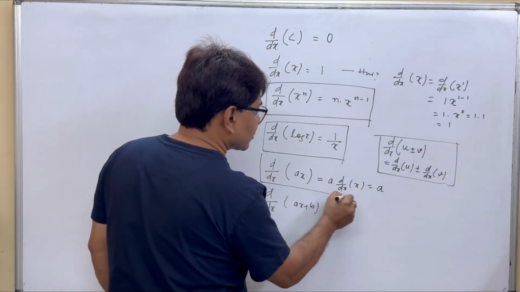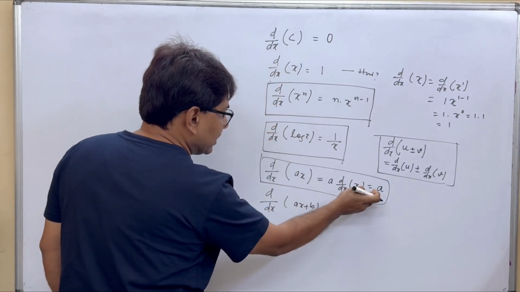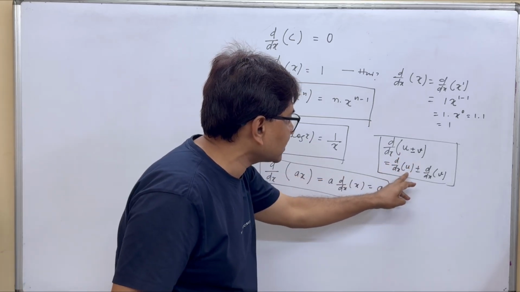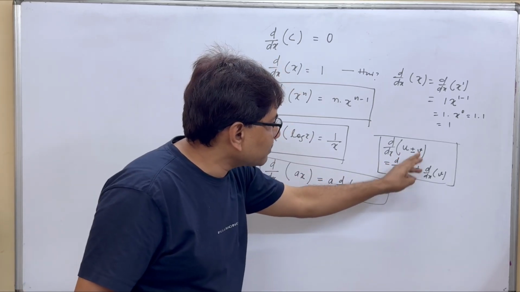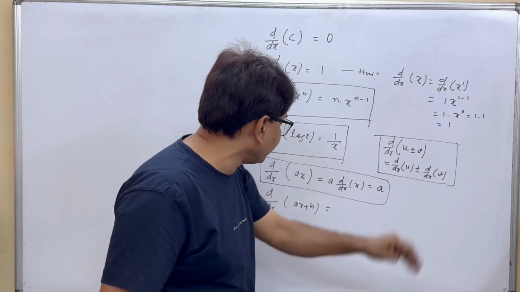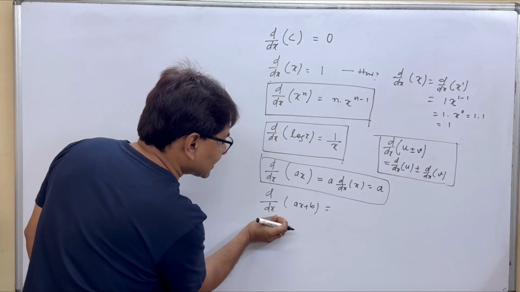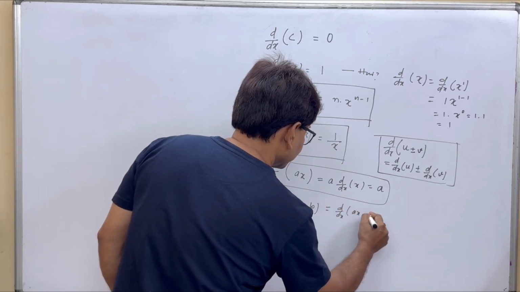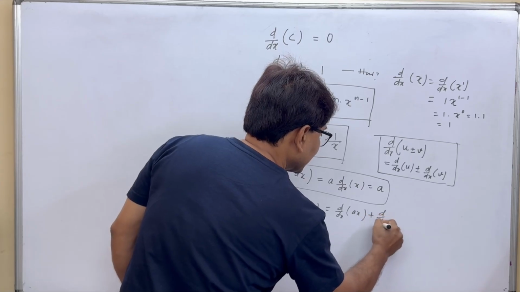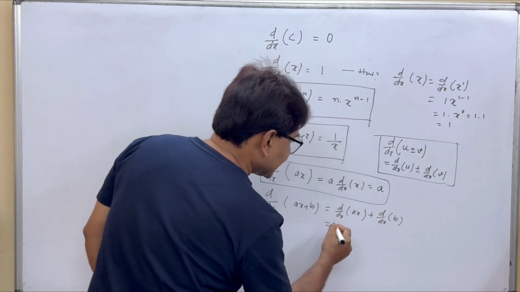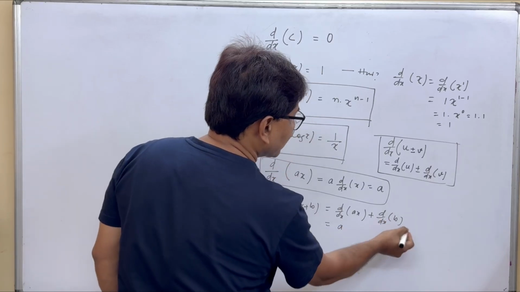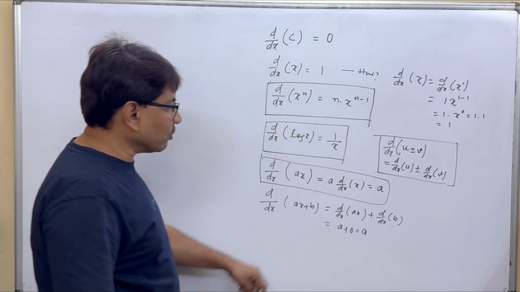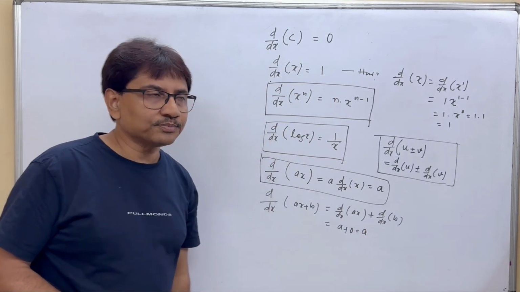And as I said, d/dx of ax is only a. Here we are finding d/dx of ax plus b. First you see d/dx of u plus minus v: if it is plus, then plus; if minus, then minus. In the same way, d/dx of ax plus d/dx of b. We can write d/dx of ax means only a, and d/dx of any constant is 0. So we can write a plus 0 equals a. I hope this part is highly clear to you.